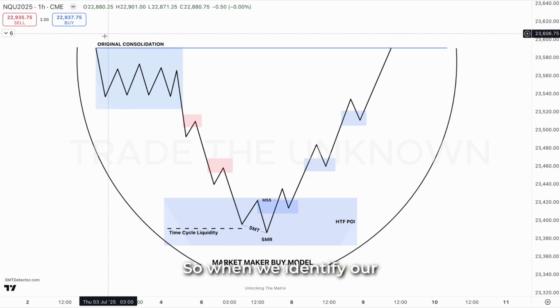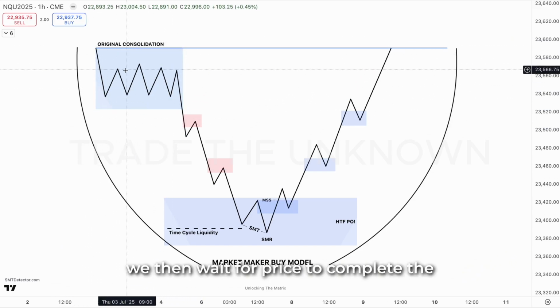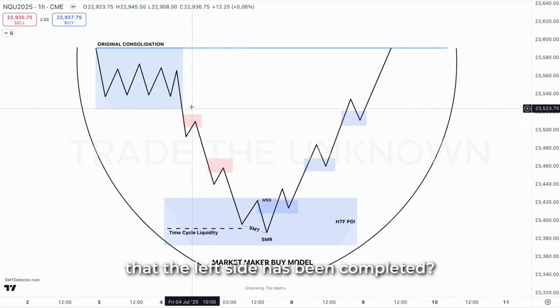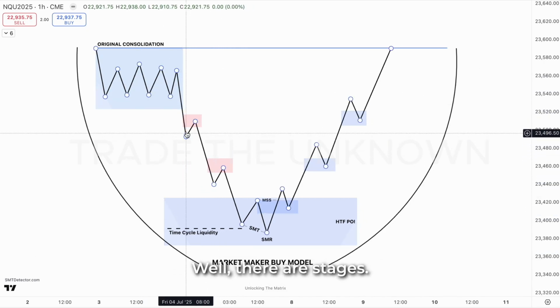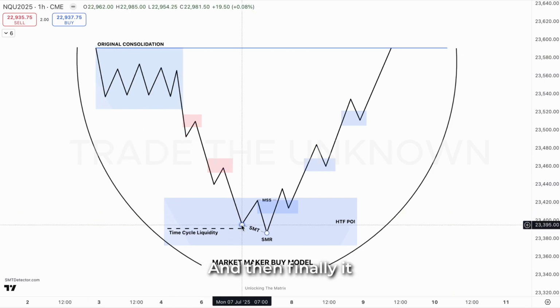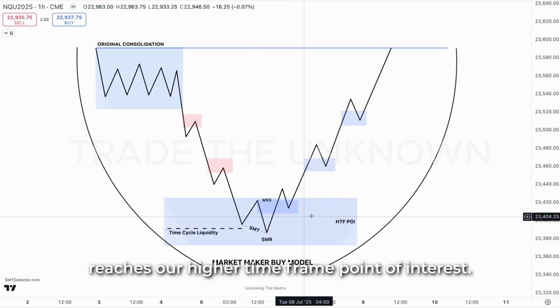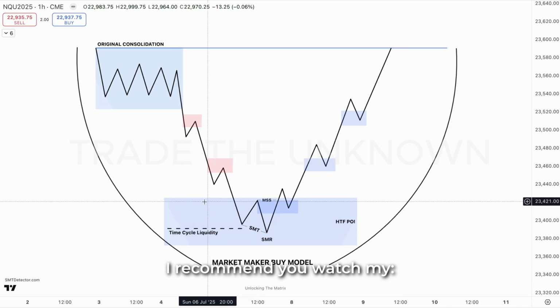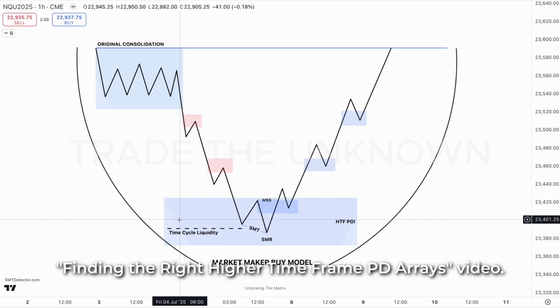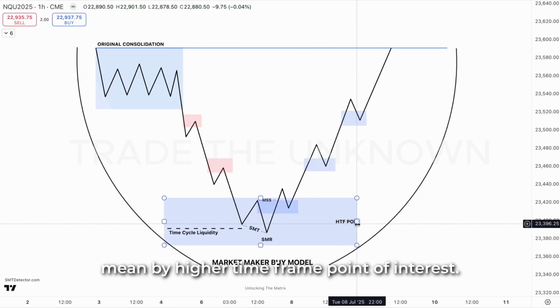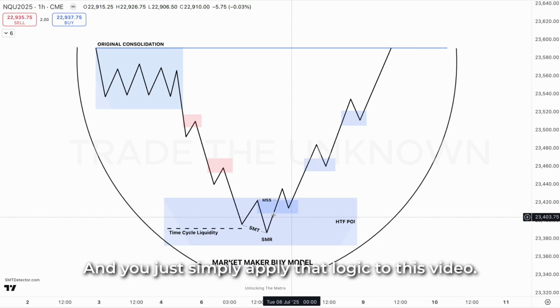So when we identify our original consolidation, we then wait for price to complete the left side of the curve. So in this case, it's the sell side of the curve. And how do we actually know that the left side has been completed? Well, there are stages. You can see price goes from consolidation and then finally it reaches our higher time frame point of interest. Now, if you're unsure about your point of interest on the higher time frame, I recommend you watch my finding the right higher time frame PD arrays video. In that one, you're going to be able to quickly understand what I mean by higher time frame point of interest, and you just simply apply that logic to this video.